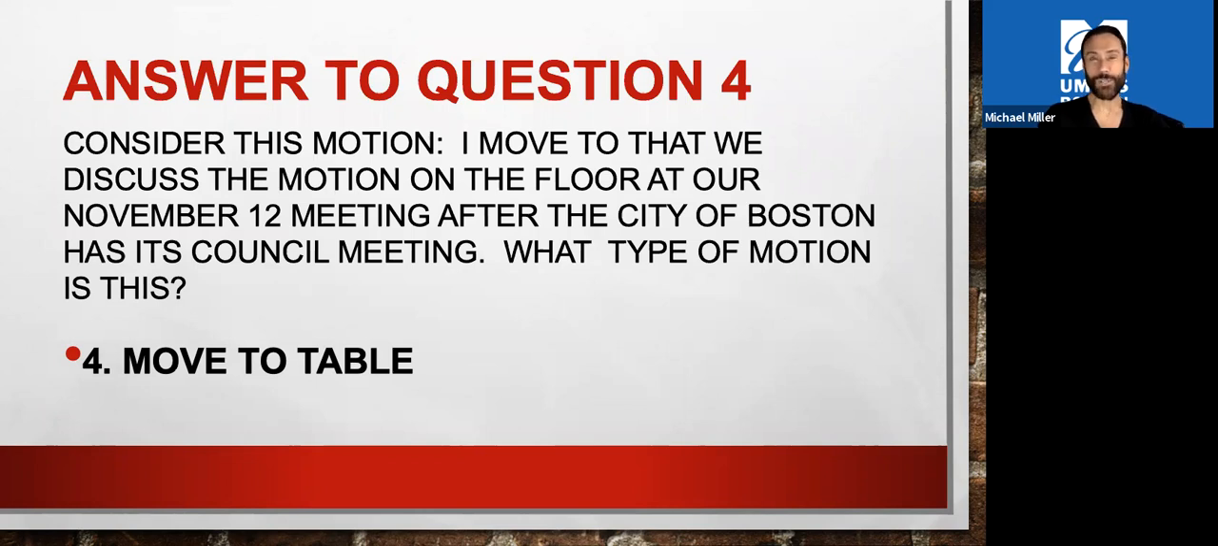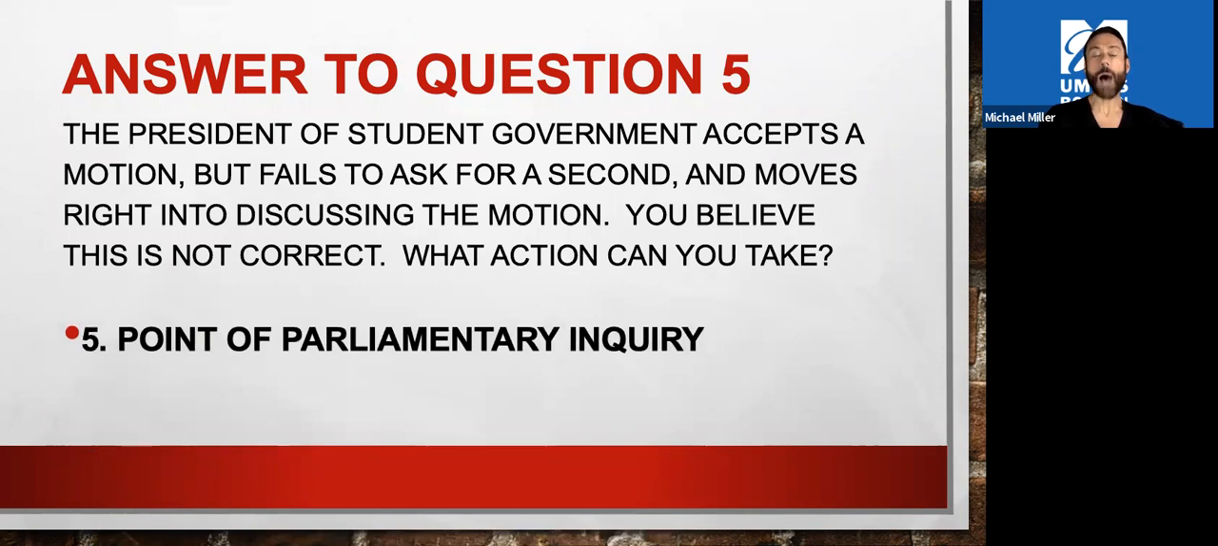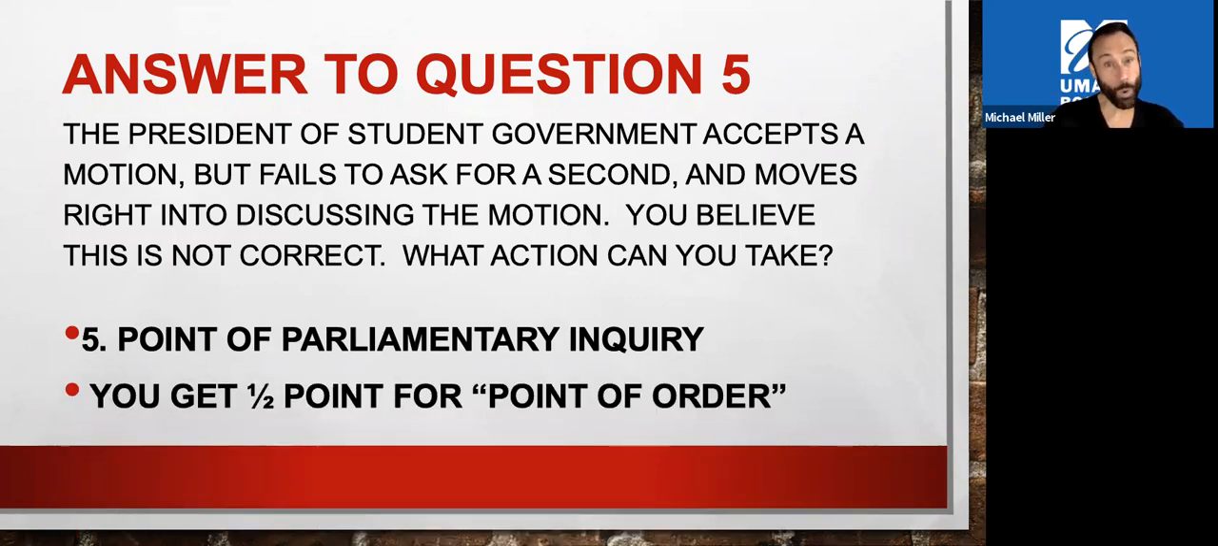The answer to question number 5. The President of Student Government failed to ask for a second. What can you do? You can call point of parliamentary inquiry. That would be the best one. So give yourself 1 point. Now, if you said point of order, I'll give you a half point for that because that's not completely incorrect. So give yourself a point if you said point of parliamentary inquiry.